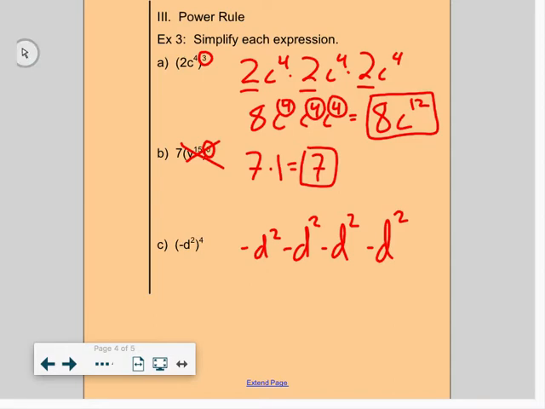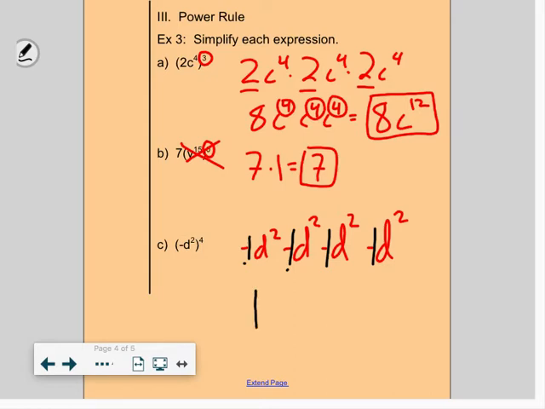Now, this negative, what number is really out in front of that d right there? Well, the number that's really out in front of that is actually a negative 1. We don't write it there, but it's negative 1. So negative 1 times a negative 1 is 1, times a negative 1, which is negative 1, times a negative 1, which is 1. So you may write it as 1.